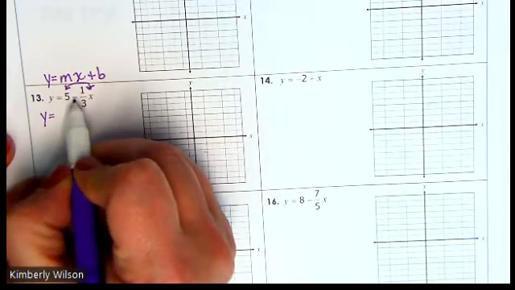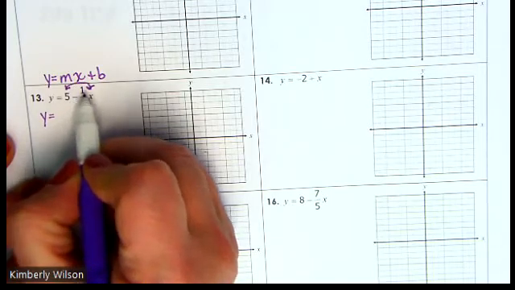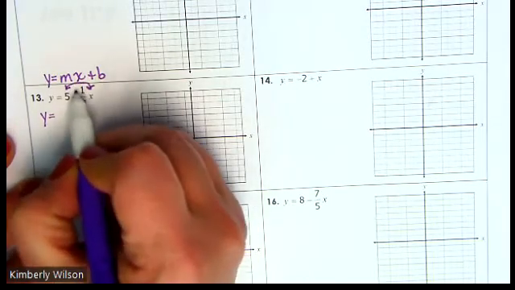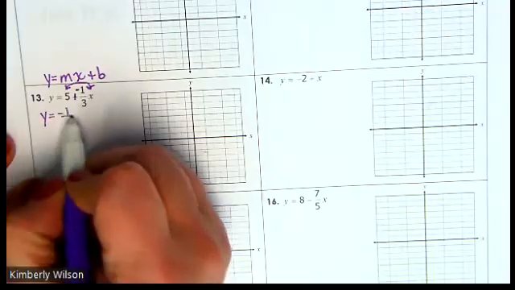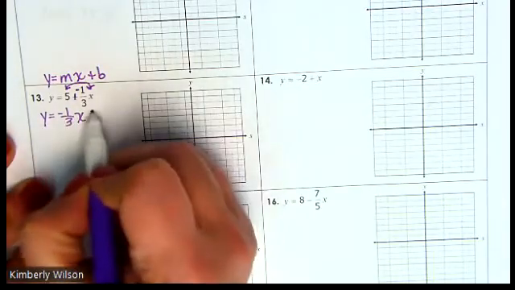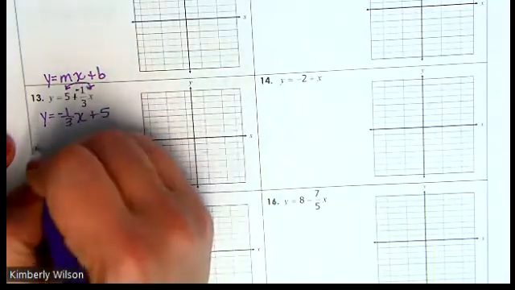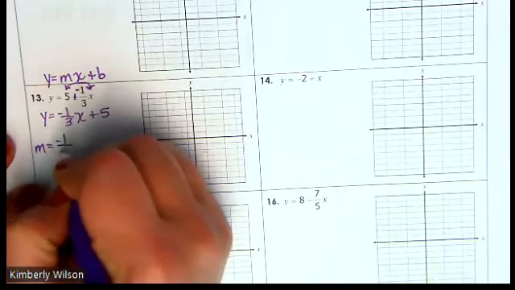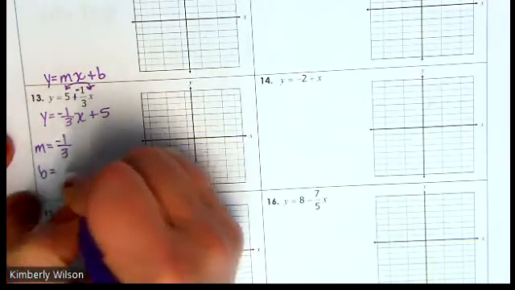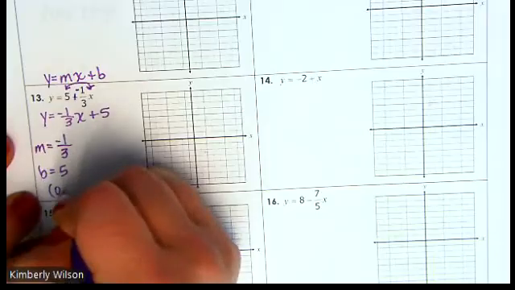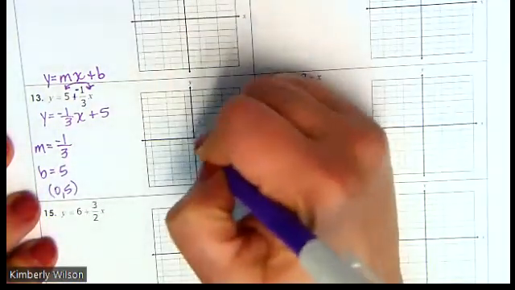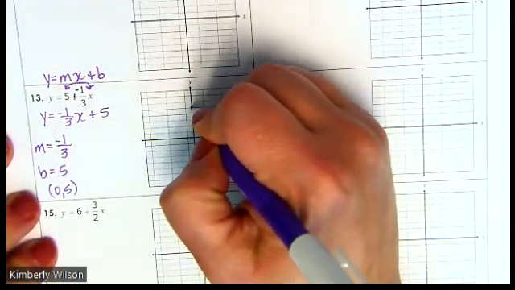Now, that's a 5 minus 1/3, which is the same as plus a negative. So this is -1/3 x plus 5. So my slope is -1/3. My y-intercept is 5, which is the point (0, 5). 2, 4, 5. So I'll plot that point.